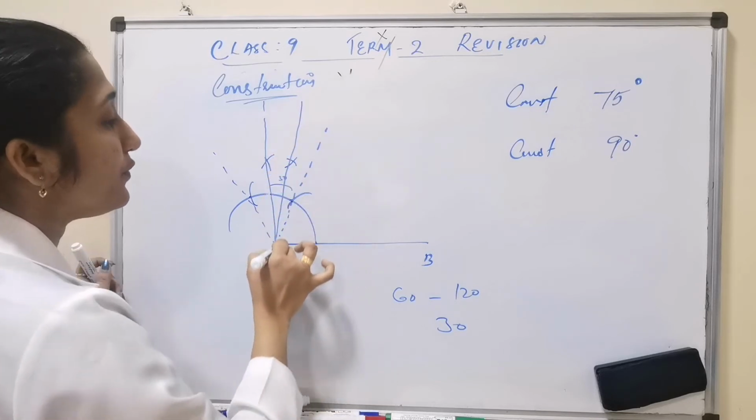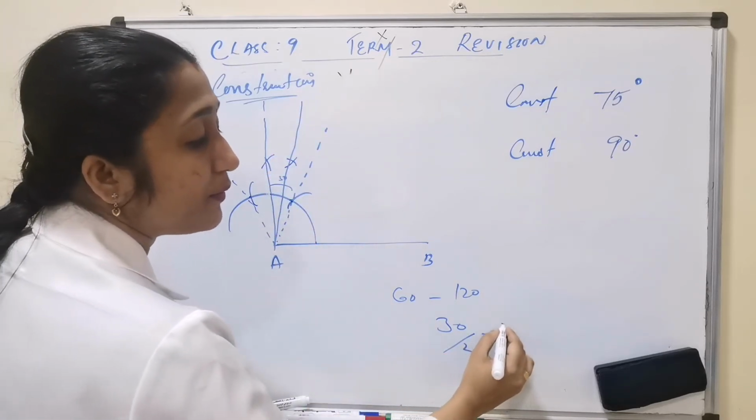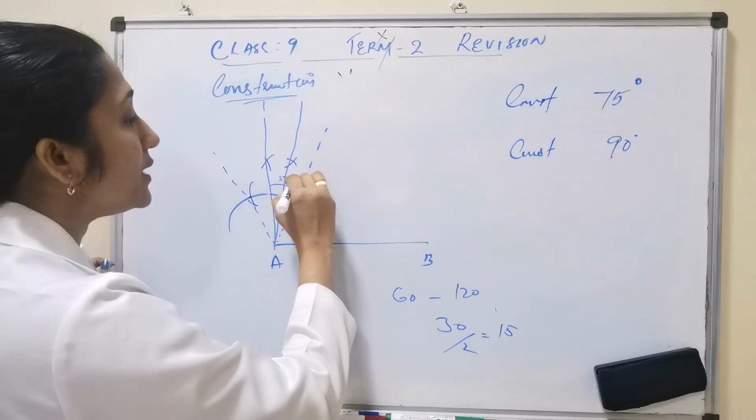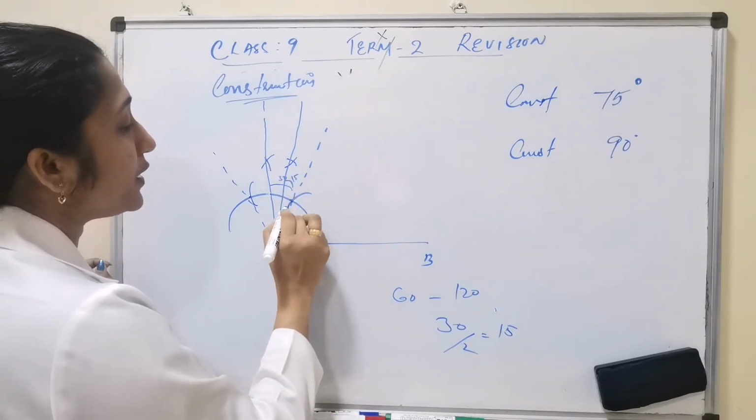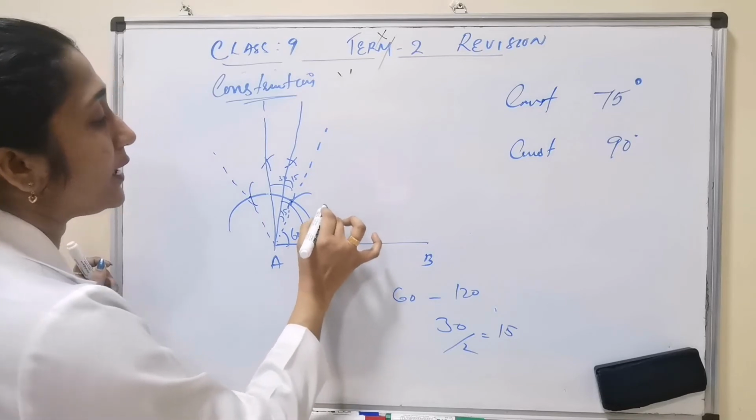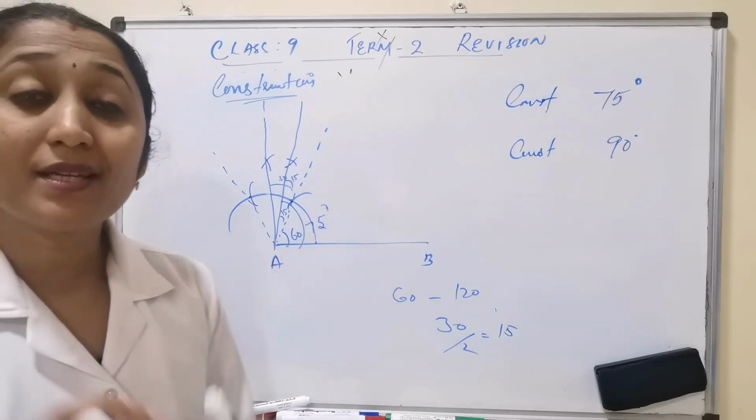So this is 15. Half of 30 is 15 degree, no? So this is 15 degree. So in total, this is 60, this is 15. So this is 75 degree. Okay? So it is very easy.